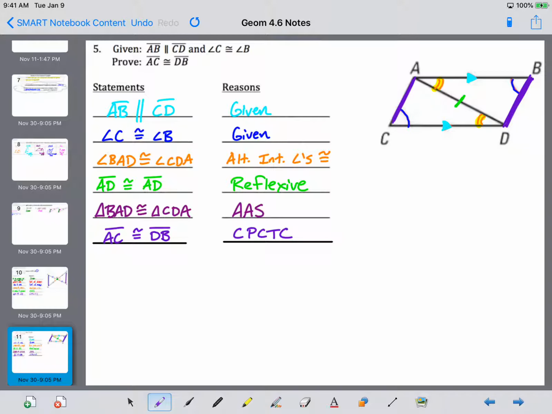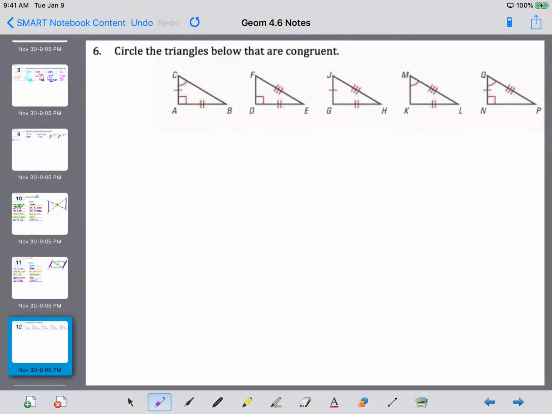Alrighty, let's look at our next example. Number 6. This one has circle the triangles below that are congruent. So instead of writing out these names every single time, I'm just going to call this triangle 1, 2, 3, 4, and 5. So let's start over here with triangle 1. If we look at triangle 1, I'm trying to see if it's got anything in common with any of these other triangles here.